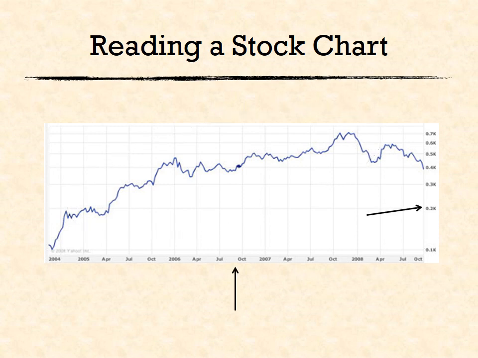The horizontal axis of the graph is the date. More recent dates are to the right and older dates are to the left. The vertical axis is the price level. Lower prices are at the bottom and higher prices are at the top. Now you know the basics.